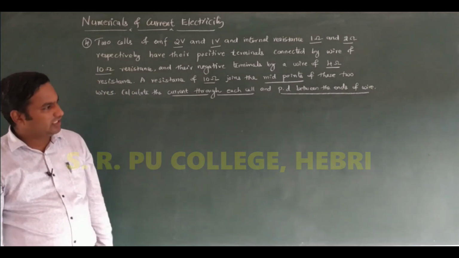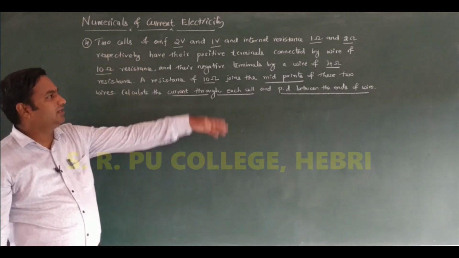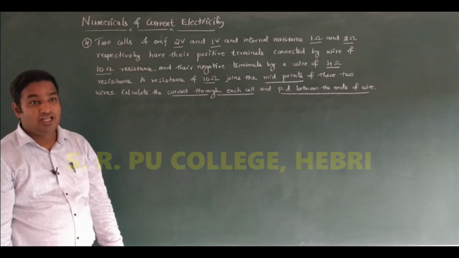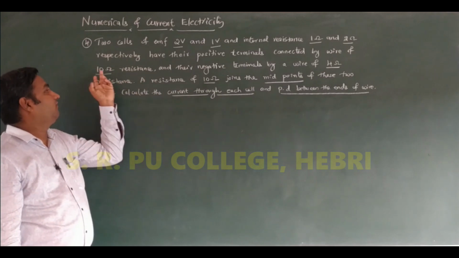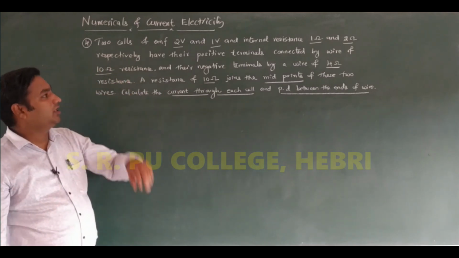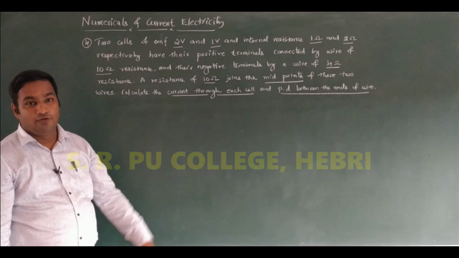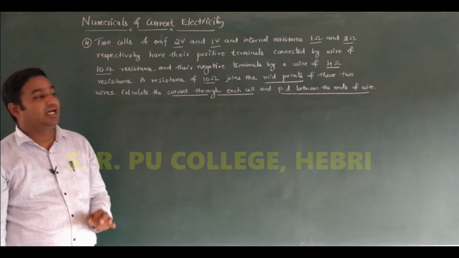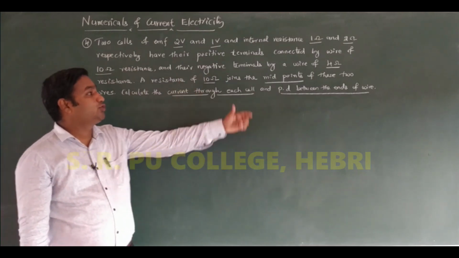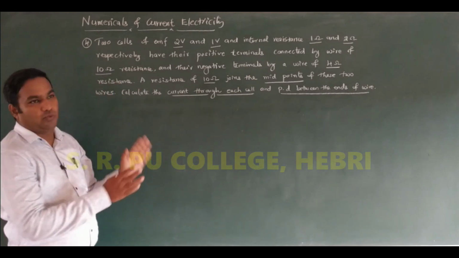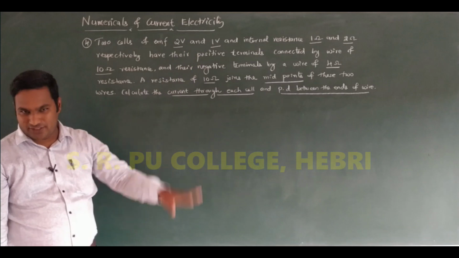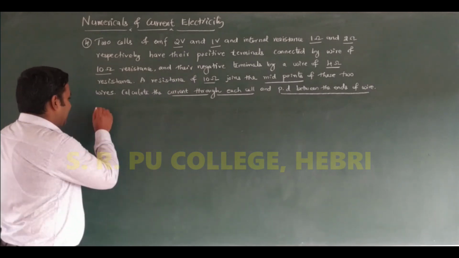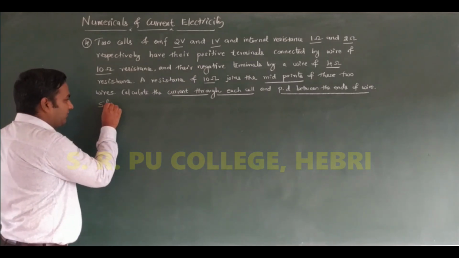Here 2 cells are given, with suitable EMF and internal resistance given. The positive terminals of both cells are connected to a wire of resistance 10 ohm, the negative terminals are connected to a wire of resistance 4 ohm, and the resistance of 10 ohm joins the midpoints of these two wires. These two wires mean the 10 ohm resistance wire and the 4 ohm resistor wire. The circuit is like this. We'll go through the solution part of this.